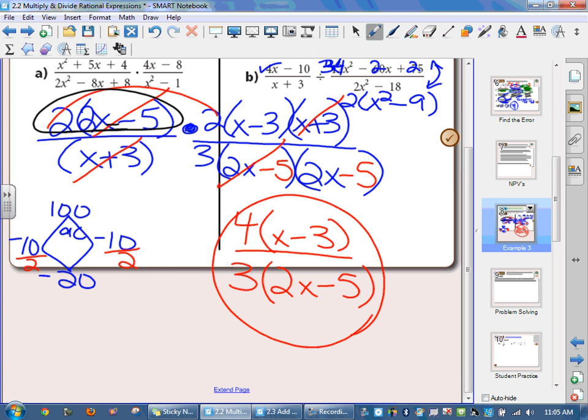Positive 5 over 2. Okay, so there's our non-permissibles. Final answer. Check your work. You see a lot of these problem-solving questions, and I've seen one like this on the diploma.